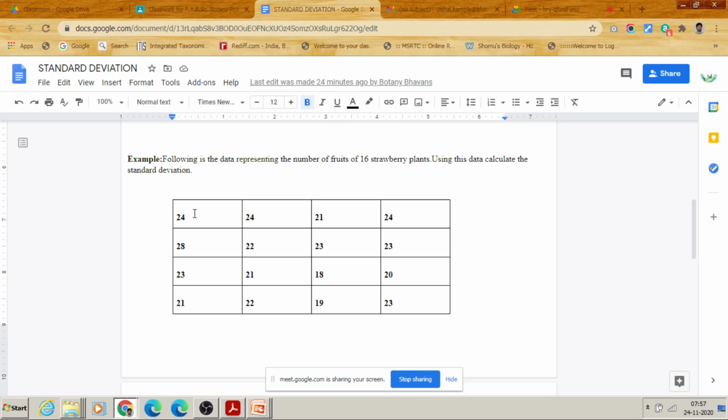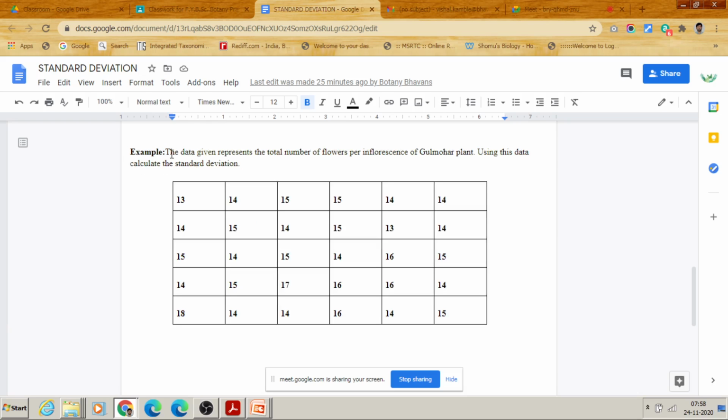Similarly, one more table has been given. This table consists of certain information related to the number of flowers per flowering twig, or simply the inflorescence, of a gulmohar plant. That number of flowers data has been provided to you for almost 30 plants.